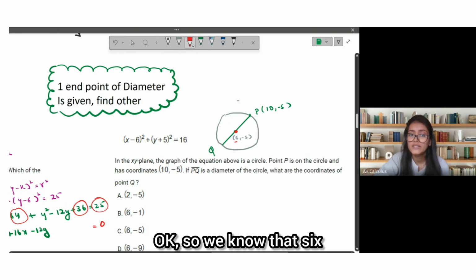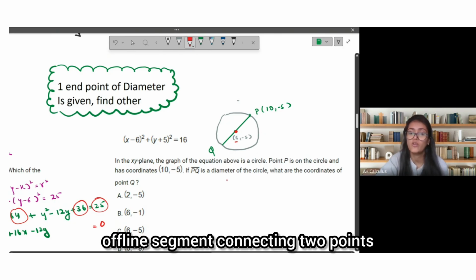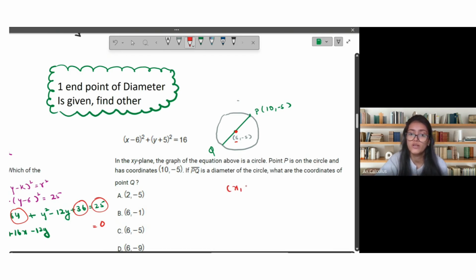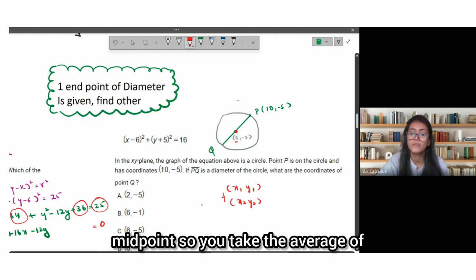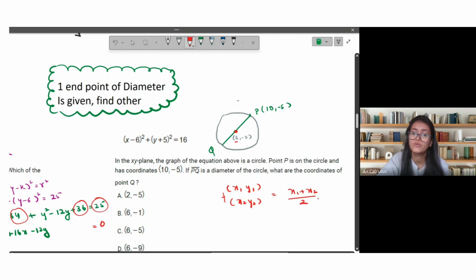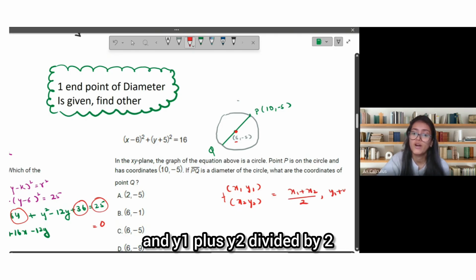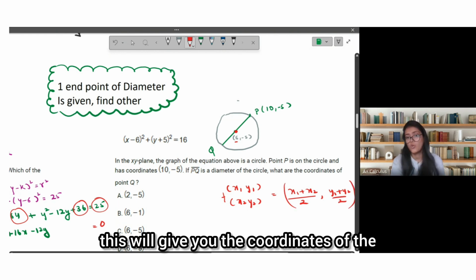Okay, so we know that 6. Now, how do you find out the midpoint of any line segment connecting 2 points? So if you have 2 points x1, y1, and x2, y2, and there is a line connecting these 2 points, you want to find out the midpoint. So you take the average of x1 and x2, so x1 plus x2 divided by 2, and y1 plus y2 divided by 2. So this will give you the coordinates of the midpoint.